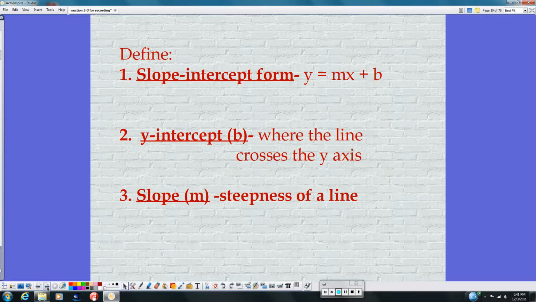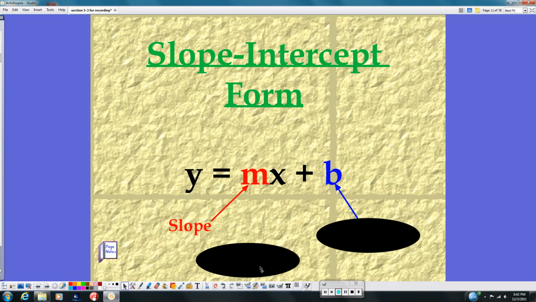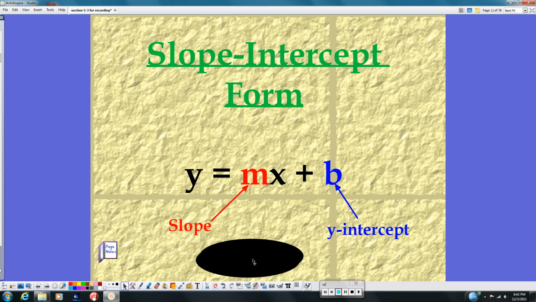So, what is slope-intercept form? Slope-intercept form is this right here, y equals mx plus b. Now, what do the letters stand for? Well, b is where the line crosses the y-axis, that's your y-intercept, and m is the slope, that's the steepness of our line. So again, what was m? Slope. What was b? Y-intercept.